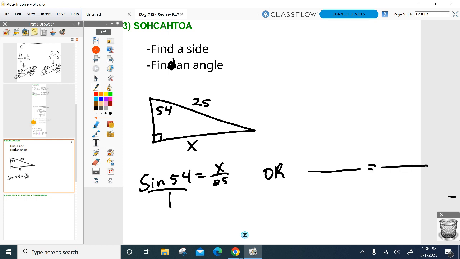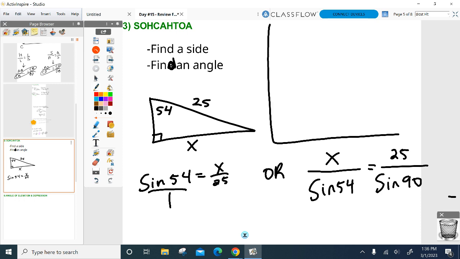Law of sines. Is that doable? X, go ahead. X over sine of the angle equals 25 over sine of the other angle. Remember, this can be used on any type of triangle. Right, so both work if you're not thinking about sine, cosine, tangent. And then the other thing I wanted to go over is how to find an angle.